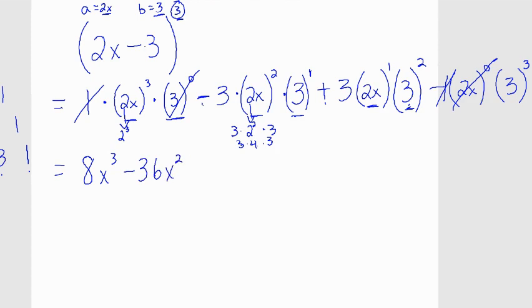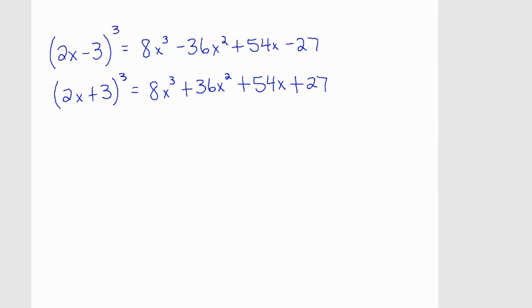Okay, we've got 3 squared, so 3 times 2 to the first, which is just 2, times 3 squared. So this is 3 times 9 is 27, times 2 is 54x. And then here we got rid of our 1, so it's just 3 cubed. It's minus 27.